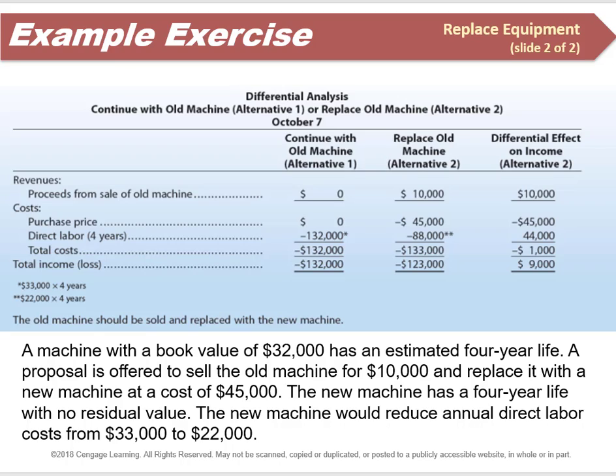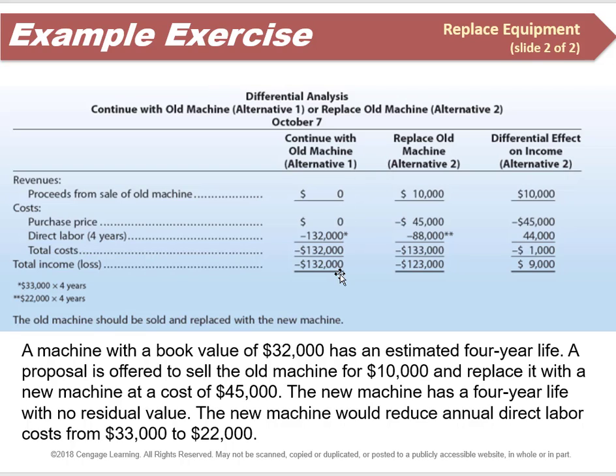Okay, so here's our machine. This is continuing with the old machine. Direct labor for 4 years is $33,000 a year for 4 years, or $132,000 out. Okay, so there's our total cost. And our total cost for the old machine is $132,000.